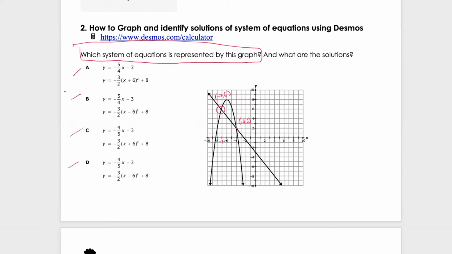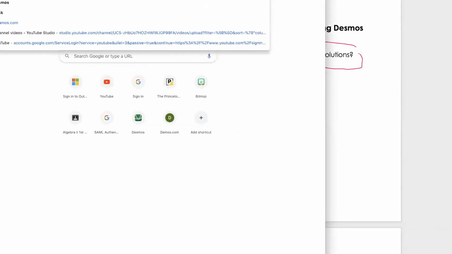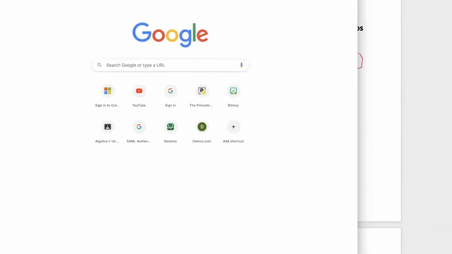They want to know what system right here will represent this graph, and they also want to know what is the solution. So what we're gonna do right now, guys, we're gonna go to the calculator and see what graph will give us this answer, okay? Go to Desmos. I need everybody please do it with me. If you do it, you remember it. If you don't do it, then you will forget it.